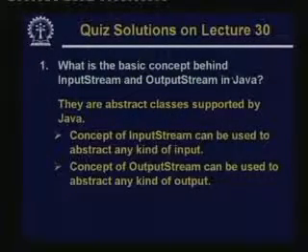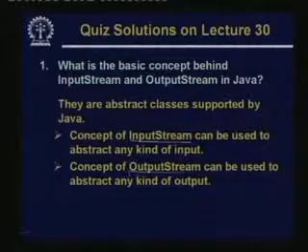What is the basic concept behind input stream and output stream in Java? They are basically abstract classes which are present in the Java supported libraries. The input stream class can be used to abstract any kind of input, and output stream for any kind of output.